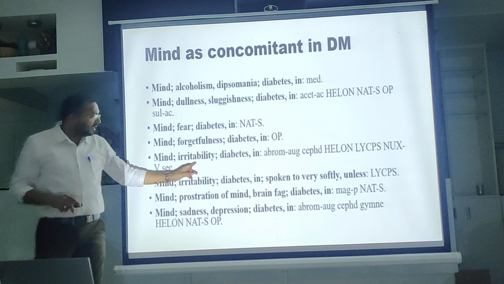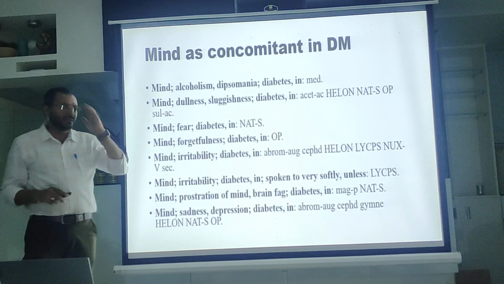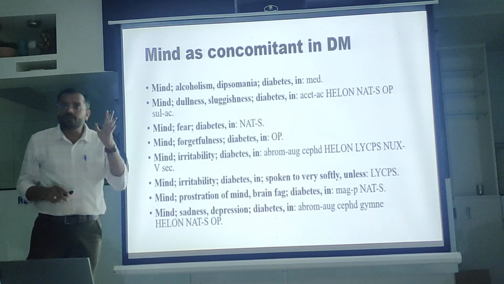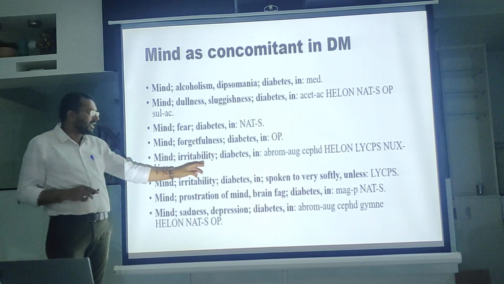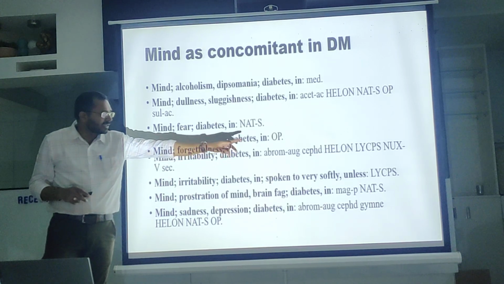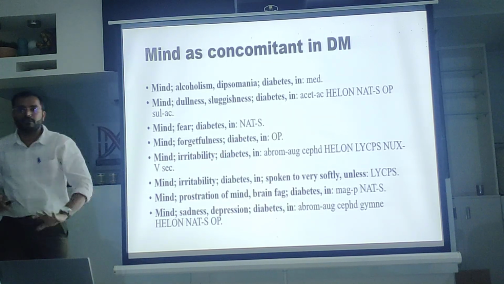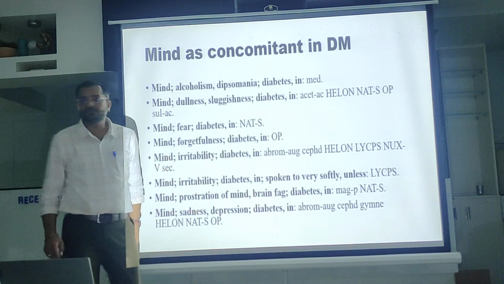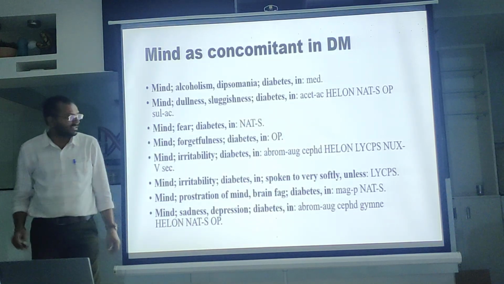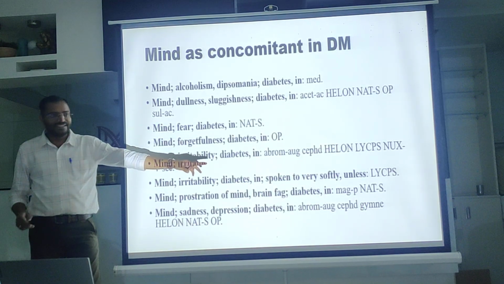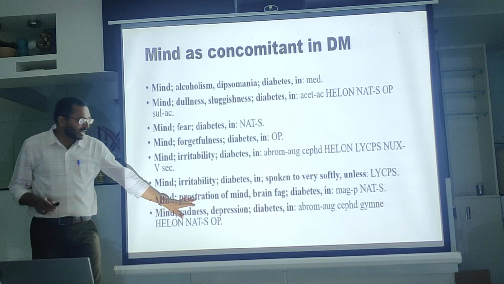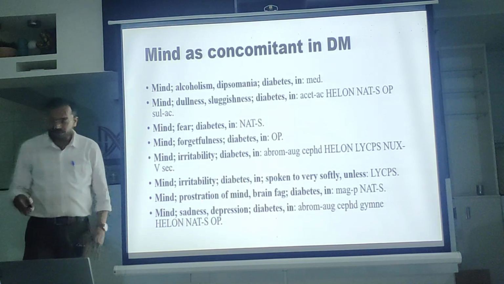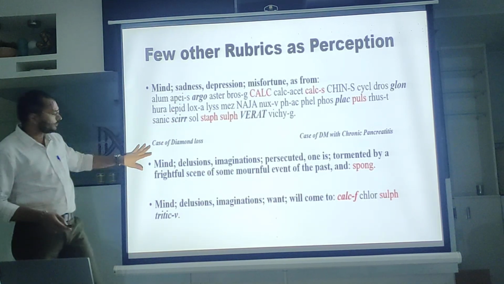Irritability, diabetes in. Sir, since diabetes came, my mind gets spoiled, I get fed up. Fed up means what? I get irritated, angry. That is irritability in diabetes: Syzygium, Abroma, Helonias, Lycopus and Nux vomica. Nux vomica is one of the best remedies specifically in this case. Irritability, diabetes in, spoken to very softly; he cannot bear being spoken to since diabetes came: Lycopus. Tomato, yes. Frustration of the mind, brain pain, diabetes in: Magnesia phos and Natrum sulph. So these are the different versions of approach. Another rubrics, few cases.